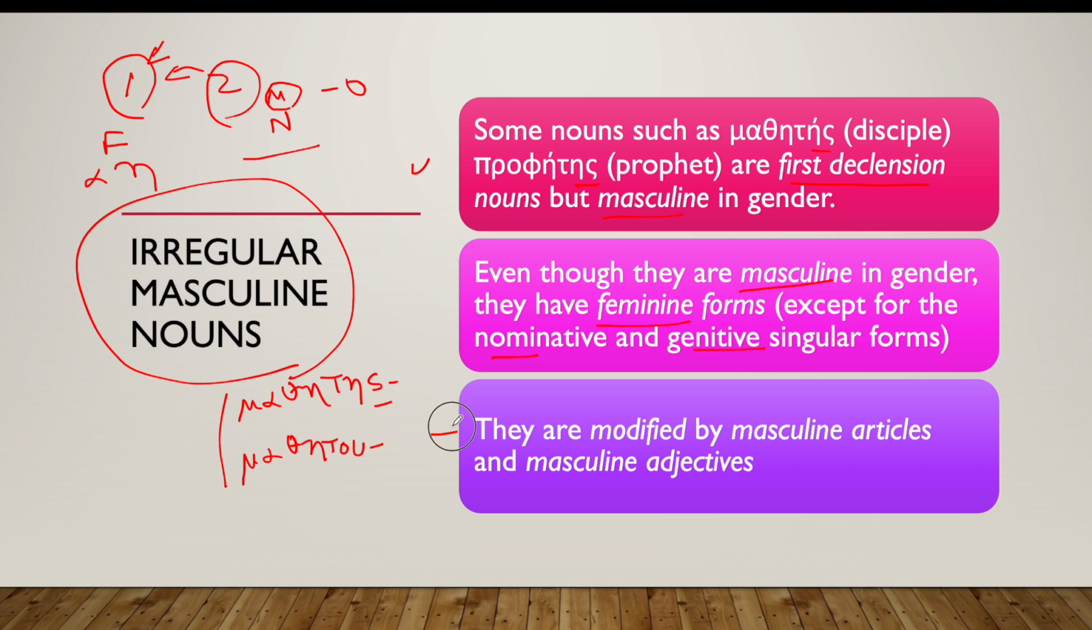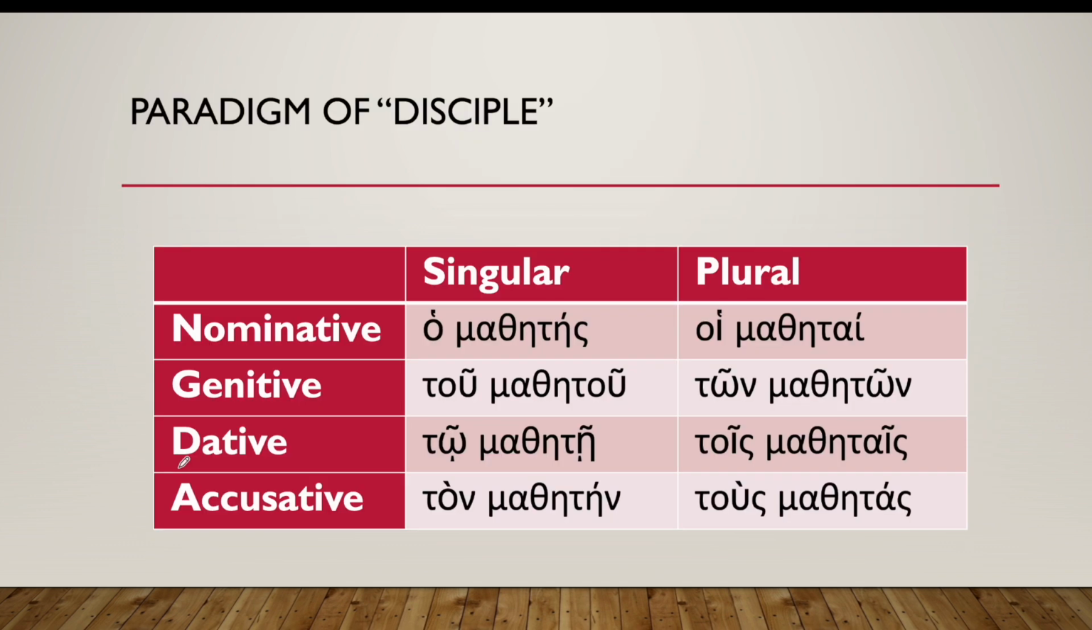Now they're masculine, so that means they take the masculine article, and if there's an adjective modifying this, and we'll learn about adjectives later, like let's say for instance the good disciple, ho kalos mathetes, its adjective will be masculine in form. So here's a paradigm of disciple, and we can see that already. The sigma here, the omicron upsilon there, but everywhere else it looks like a feminine noun.